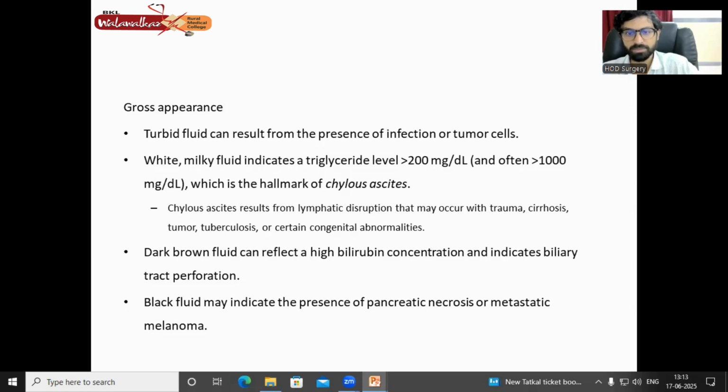Chylous ascites results from lymphatic disruption, which can occur with trauma, cirrhosis, tumors, tuberculosis, or certain congenital abnormalities. So all these causes are possible when we find a chylous ascites. Dark brown fluid can also be present, which can reflect a high bilirubin concentration, and it indicates a biliary ascites, that is due to biliary tract perforation. A black fluid can indicate the presence of pancreatic necrosis or metastatic melanoma.